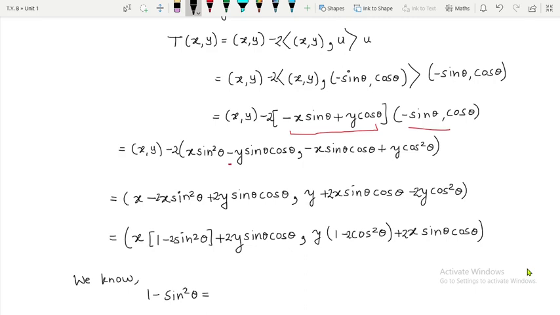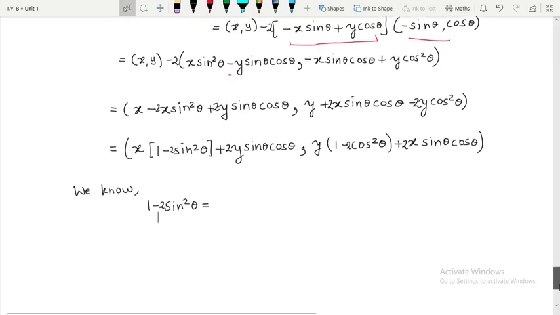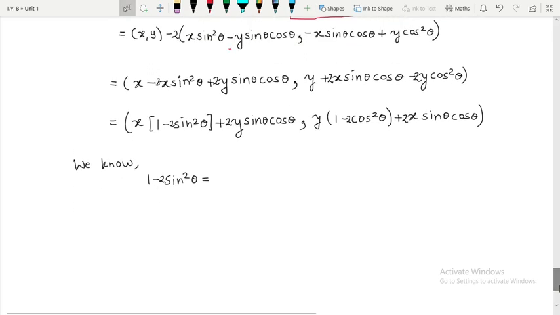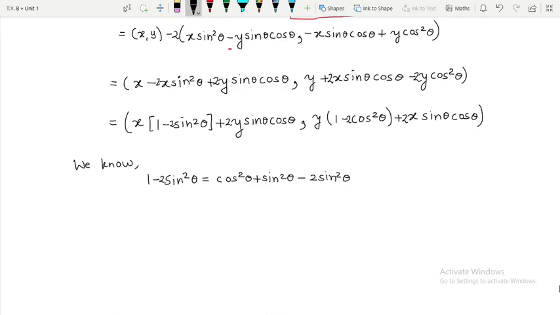Now we will need the formula for 1 minus 2 sin²θ. What will be 1 minus 2 sin²θ? Now you know that 1 is cos²θ plus sin²θ, so minus 2 sin²θ, which will be equal to sin²θ minus 2 sin²θ, that is minus sin²θ, so cos²θ minus sin²θ, and you already know that cos²θ minus sin²θ is cos 2θ. So this is 1 minus 2 sin²θ.